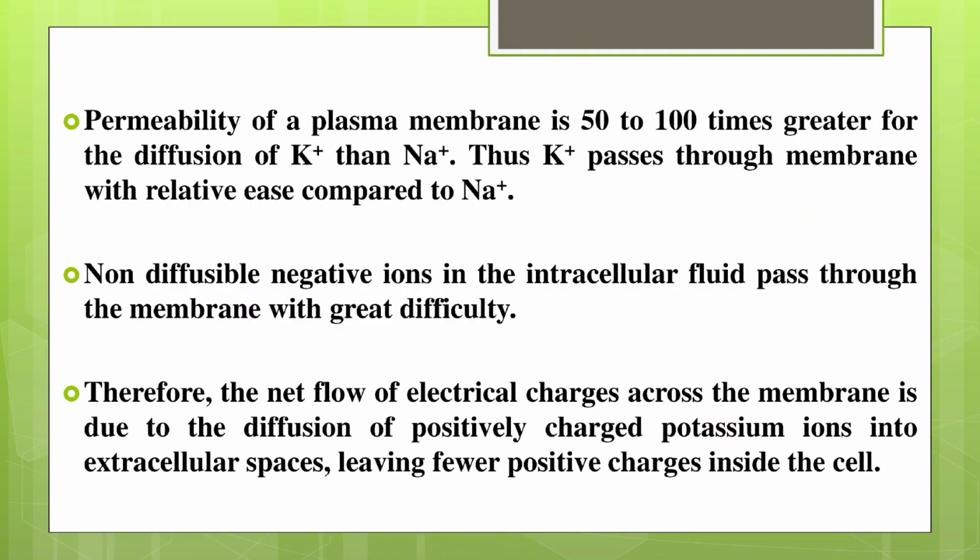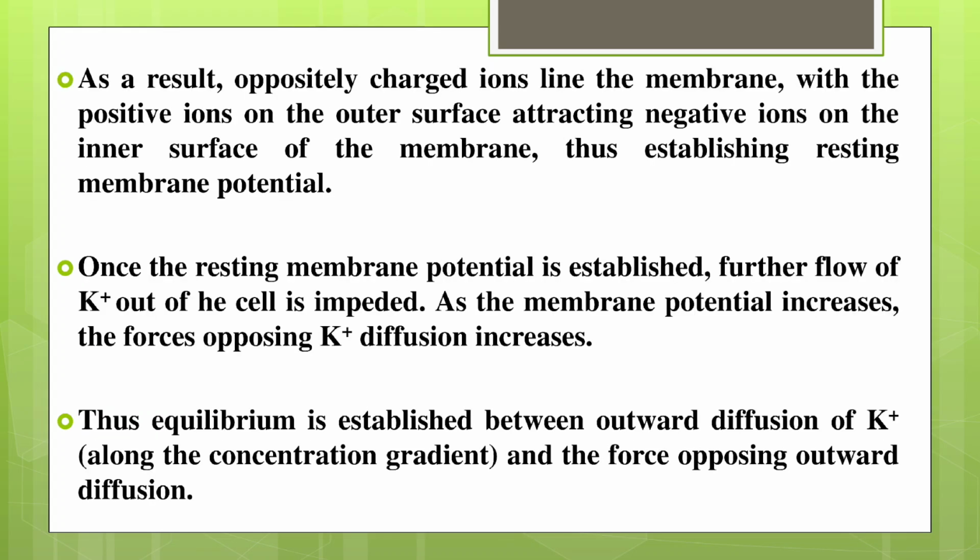Permeability of a plasma membrane is 50 to 100 times greater for the diffusion of potassium ion than sodium ion. Thus, potassium ion passes through the membrane with relative ease compared to sodium ion. Non-diffusible negative ions in the intracellular fluid pass through the membrane with great difficulty. Therefore, the net flow of electrical charges across the membrane is due to the diffusion of positively charged potassium ions into extracellular spaces, leaving fewer positive charges inside the cell. As a result, oppositely charged ions line the membrane, with the positive ions on the outer surface attracting negative ions on the inner surface of the membrane, thus establishing resting membrane potential.